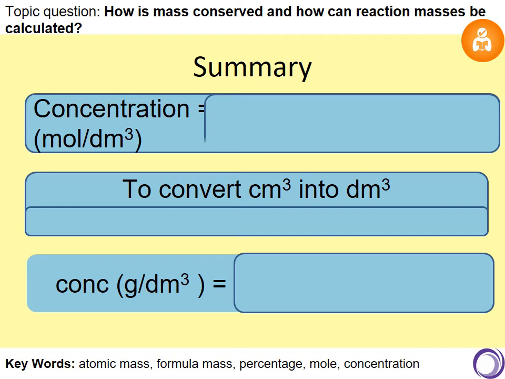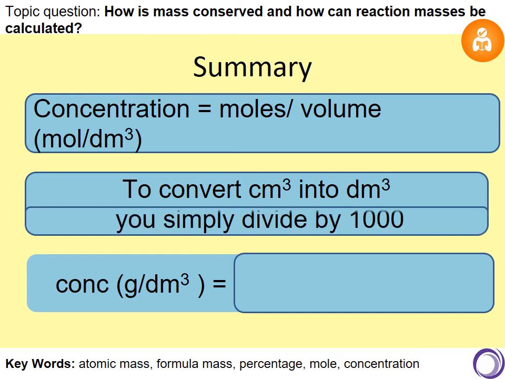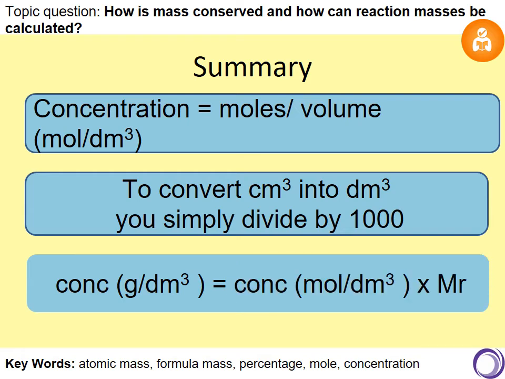So, summary so far then. Concentration is measured in moles per decimetre cubed, which is moles divided by volume. To convert from centimetres cubed to decimetres cubed, we divide by 1,000. And to change from moles per decimetre cubed to grams per decimetre cubed, we take our concentration and multiply it by the formula mass.